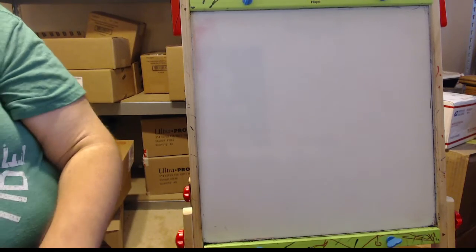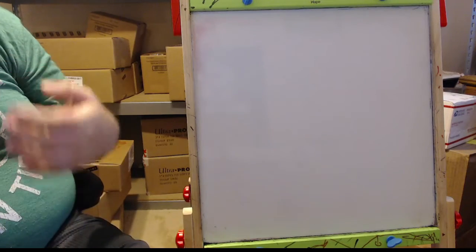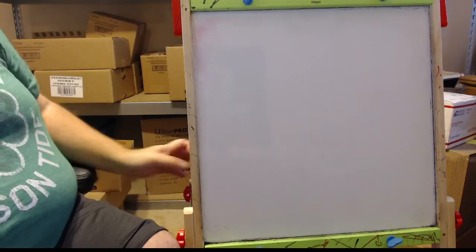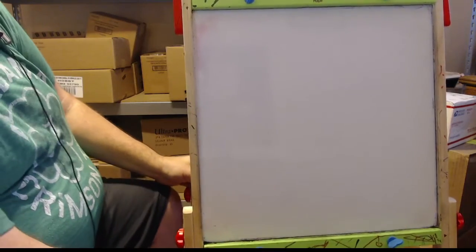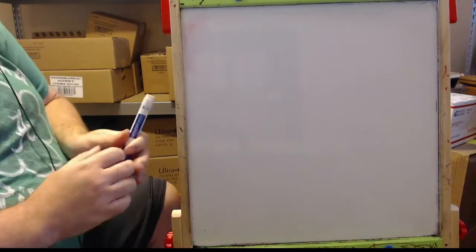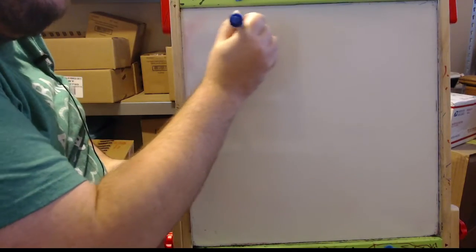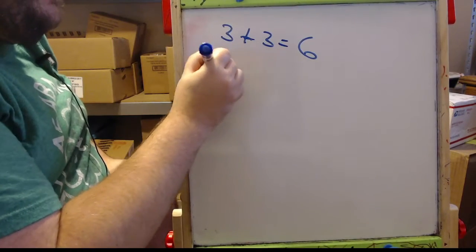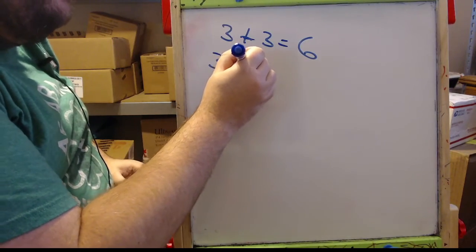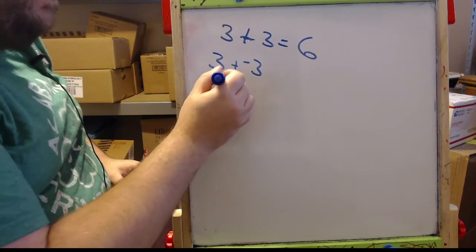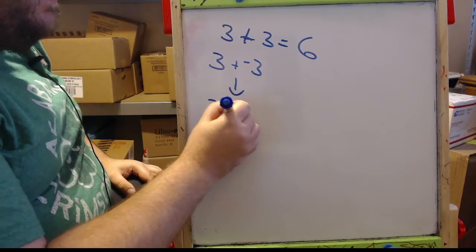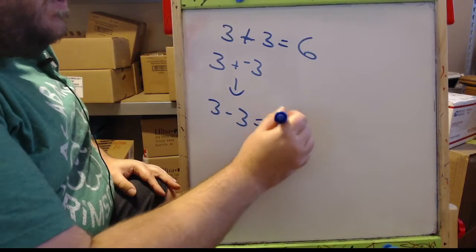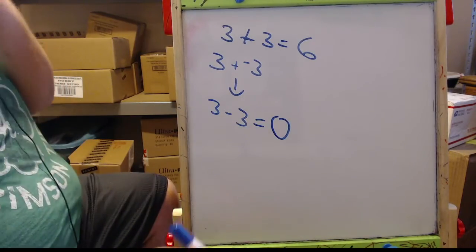All right, guys, what we're going to look at today is integers, adding and subtracting, multiplying and dividing, and squares, exponents, and square roots. So let's start with our integers. Adding two positives together, of course, is a positive. If I add a negative, what I'm really doing is subtracting said negative. 3 minus 3, which becomes 0.